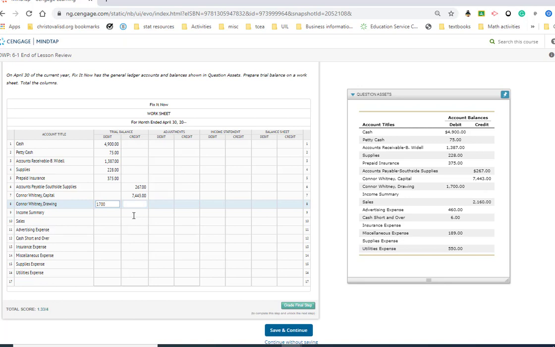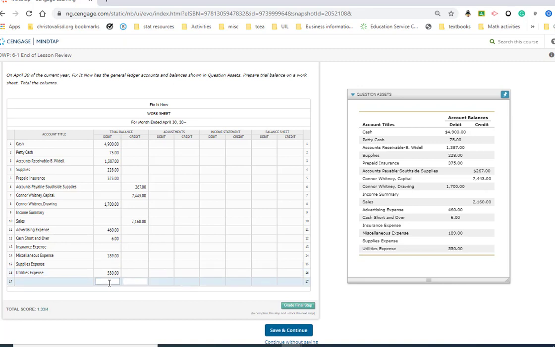Income summary, like I said, is blank. Sales, which is our revenue, was $2,160. Advertising expense was $460. Cash short and over was $6. We didn't have any insurance expenses to report. Our miscellaneous expense was $189. We didn't have any supply expenses, and our utilities expense was $550.